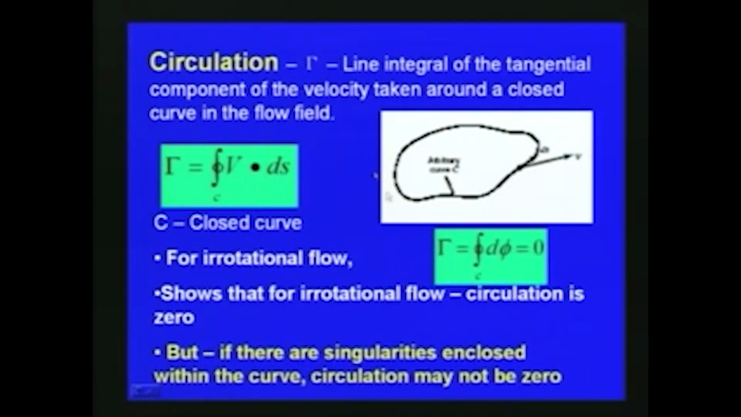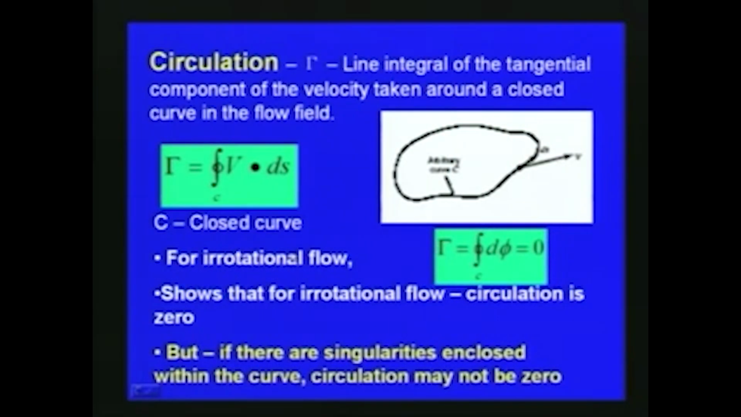Now, with respect to the vortex, another important parameter is circulation, which we have already discussed earlier. In this slide you can see that circulation, capital gamma, is the line integral of the tangential component of the velocity taken around a closed curve in the flow field. Here there is a closed curve, and circulation is defined as the line integral of the tangential component of the velocity around it. So circulation is described as gamma equals the integral of v ds.